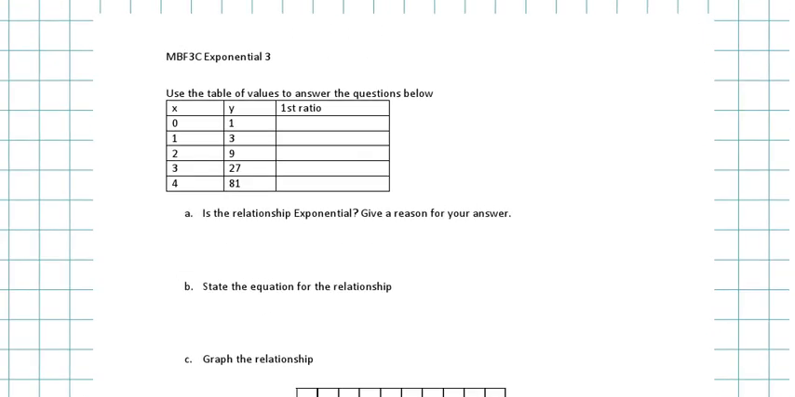So we have a table of values, and they're asking us to use a table of values to answer the questions we need. So the table of values is asking you to find the ratio. So what do you have to do to find the ratio? Divide what by what? The second by the first. So remember, I have to divide 3 by 1. What do you have? 9 divided by 3. 27 divided by 9, sorry. 81 divided by 27.